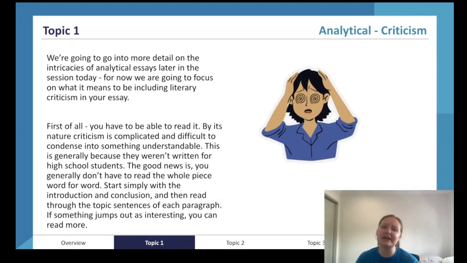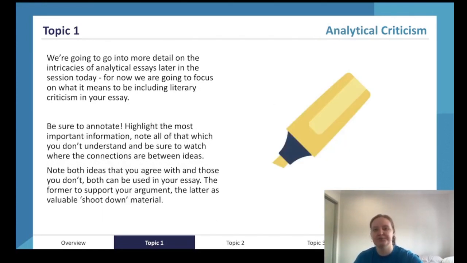And then you can go ahead and read through the topic sentence of each paragraph, get an idea of what points they're going to make in each of their paragraphs, and then you can identify which ones are the most relevant to you and which ones you want to read in more detail. It's really important to annotate because that means when you're going back through the work later on, you can find the most important information easily and you don't have to kind of be trawling through all of this heavy writing multiple times to find the things that you need.